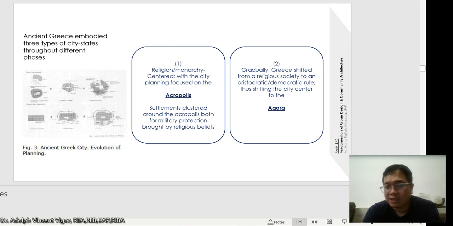Second is the Agora. So gradually, Greece shifted from a religious society to an aristocratic democratic rule, thus shifting the city center to the Agora. So the first center of Greece was the Acropolis when they were just like the Egyptians. In a sense, the Egyptians were thinking about their deities. So at this period, the Greeks were also thinking of their deities. So the center was the Acropolis. So as they shifted, the city center shifted to the Agora or the market.